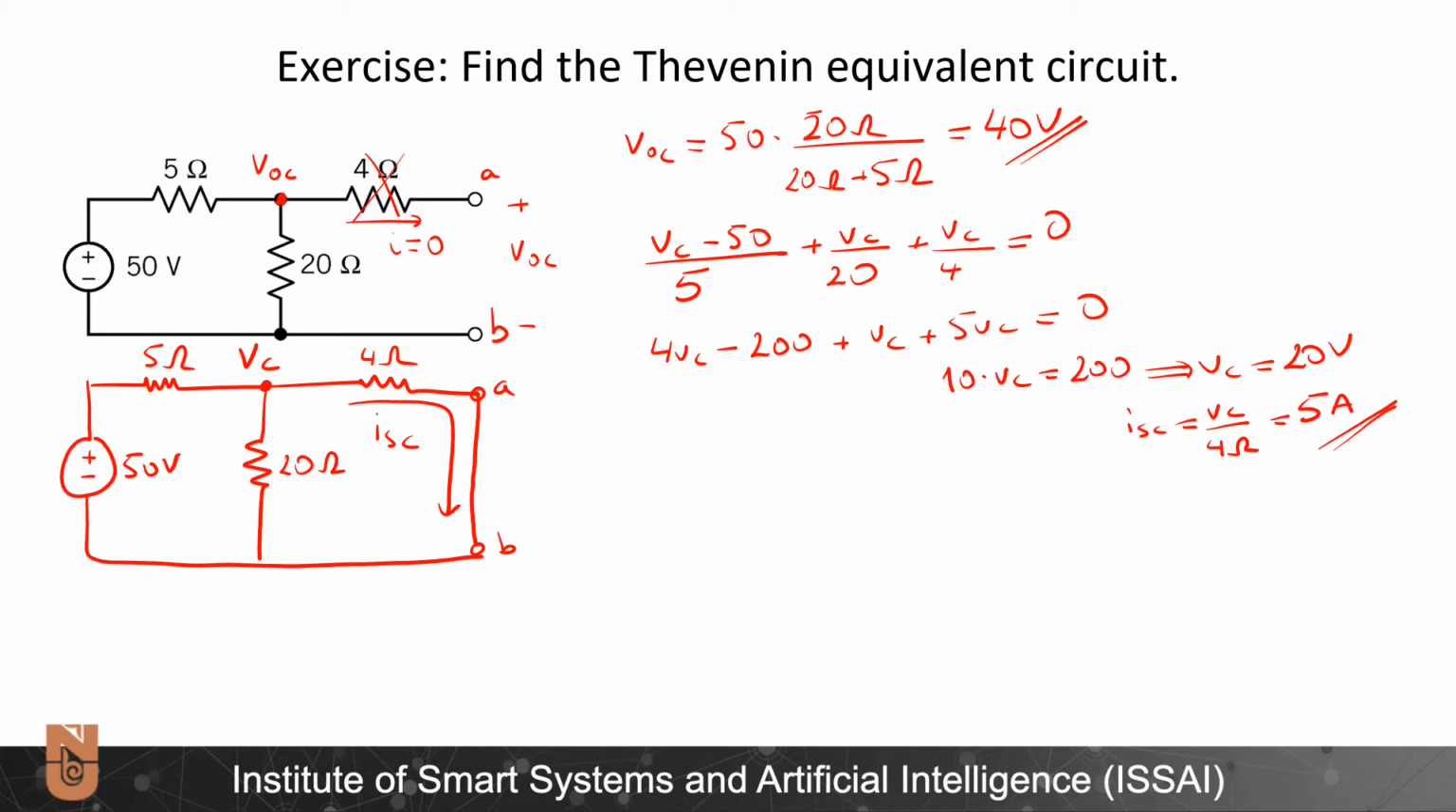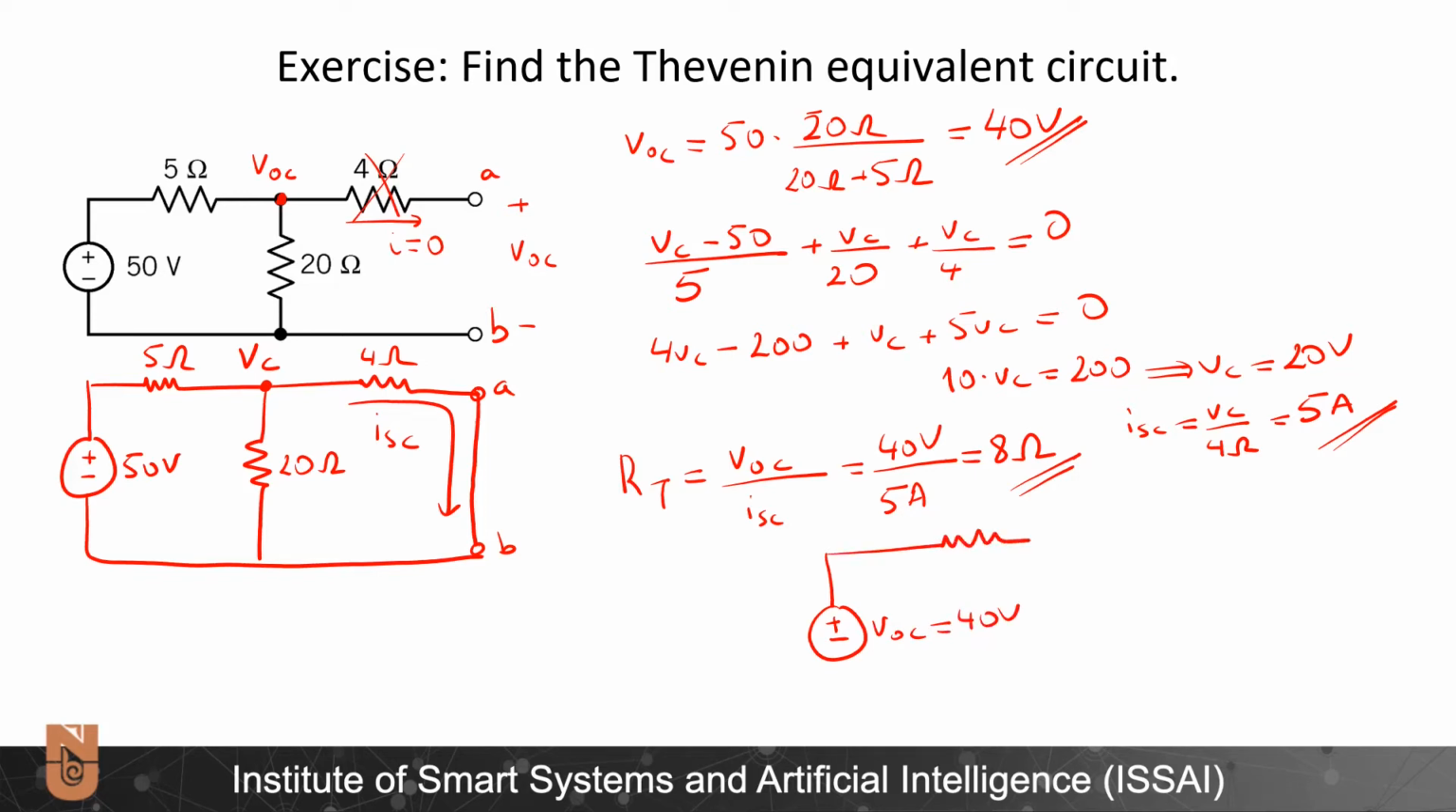I short circuit is 5 amperes. Now our R Thevenin is equal to V open circuit divided by I short circuit, which is 40 volts divided by 5 amperes, and it will be equal to 8 ohms. So as a result, my equivalent circuit will be a voltage source VOC equal to 40 volts and R Thevenin equal to 8 ohms, and here are the ports A and B. So I found the Thevenin equivalent circuit.